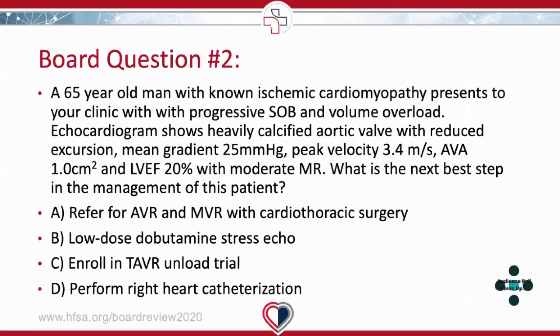But this brings us to our second board question and what we'll talk about in the next slides. So we have a 65-year-old man with known ischemic cardiomyopathy presenting to your clinic with progressive shortness of breath and volume overload. The echocardiogram shows a heavily calcified aortic valve with reduced excursion. The mean gradient is 25 millimeters of mercury. Peak velocity is 3.4 meters per second. Aortic valve area is 1, and LVEF is 20% with moderate MR. What is the next best step in the management of this patient?